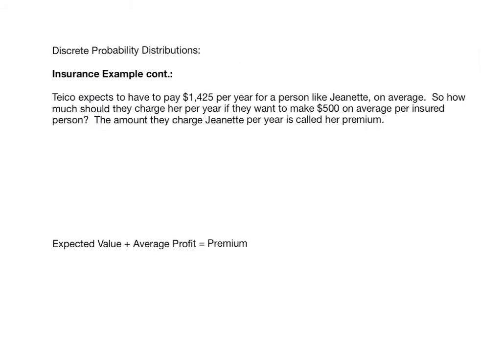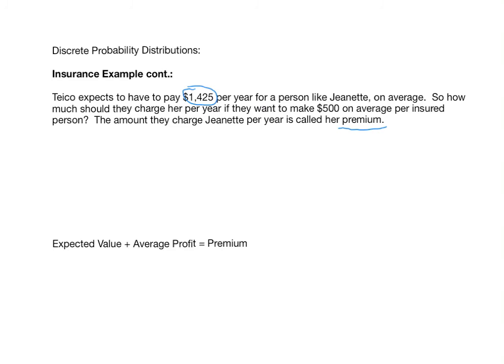We've established that Tyco expects to have to pay $1,425 per year for a person like Jeanette on average. So how much should they charge her per year if they want to make $500 on average per insured person? So they want to make $500 per person, and they expect to lose $1,425 due to people like her getting into accidents. So how much should they charge Jeanette? The amount of money that they charge Jeanette is Jeanette's premium. It's how much she has to pay each year to have that car insurance.